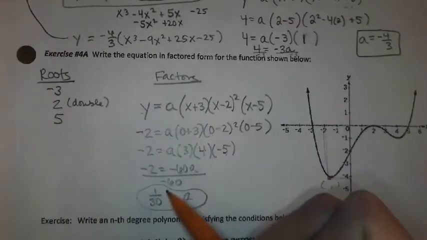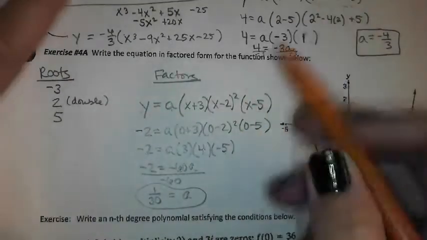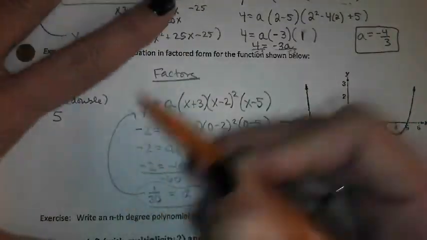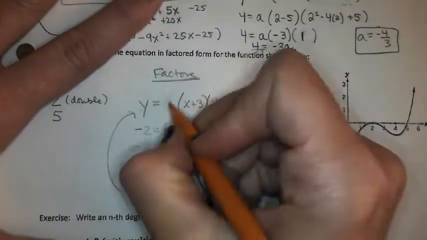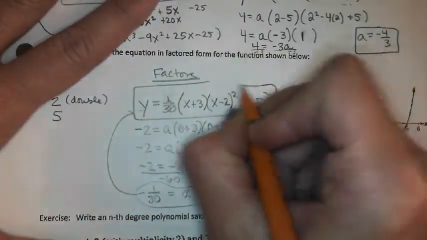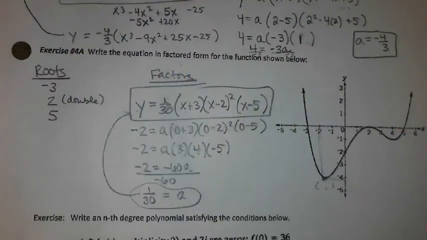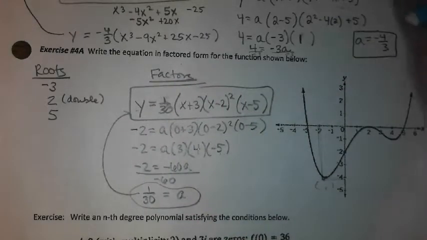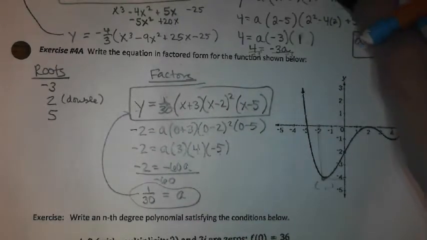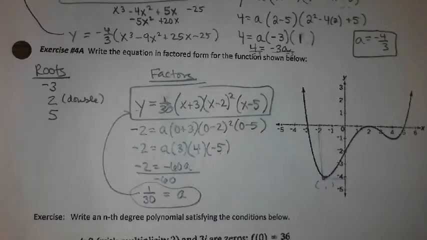So all we have to do is go back and plug that in up here. You could just erase your A and plug in 1/30th and circle that as your final answer, because this one does say write the equation in factored form, thank goodness, because I don't want to multiply all that out. Okay? Did you get 1/30th? No, I got 128. So it's really close.